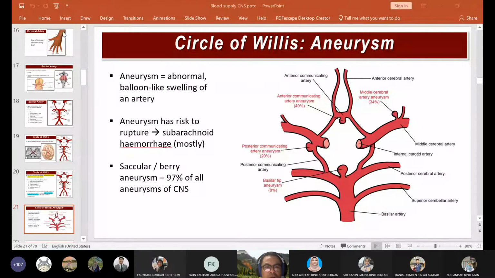Okay, however, aneurysm is more common in the circle of Willis area. Aneurysm, you should know already by now, is a balloon-like swelling of the artery, like this, okay, and has a risk of rupture. When it ruptures, it can cause hemorrhage, okay, which is not good. And then of course it will affect the blood supply to your brain, and that's aneurysm.